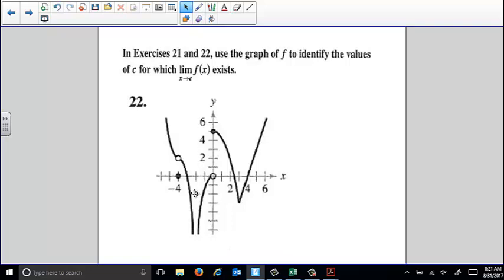Now at x equals -2, Daniel. Does the limit exist at -2? Okay. Yeah, the function exists, but the limit does not exist because as you approach x equals -2, this goes to negative infinity, this goes to negative infinity, it approaches negative infinity, but it never equals negative infinity. So the limit does not exist.